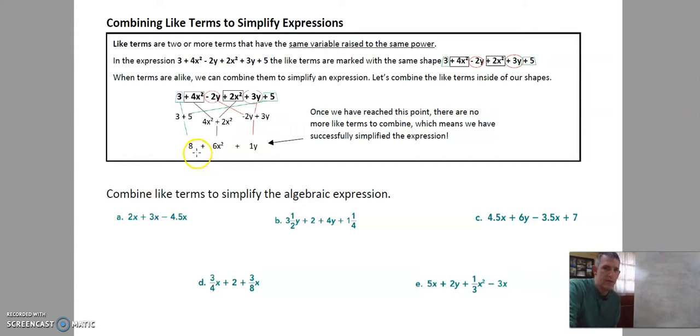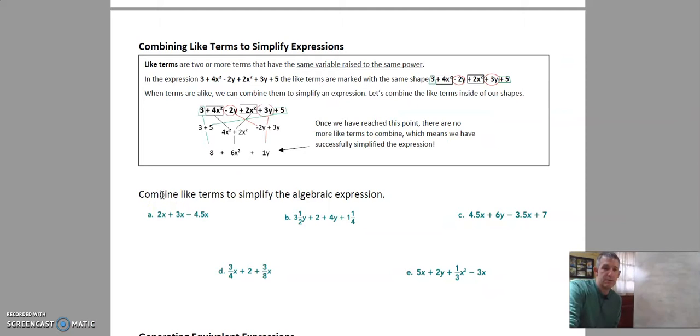So our final answer is 8 plus 6x squared plus 1y. And there's no other like terms that we can combine. We are done, so don't go too far. You cannot combine this 8 and this 6 because they do not have the same variable or variable cluster. Same with these two. So let's look at one together.